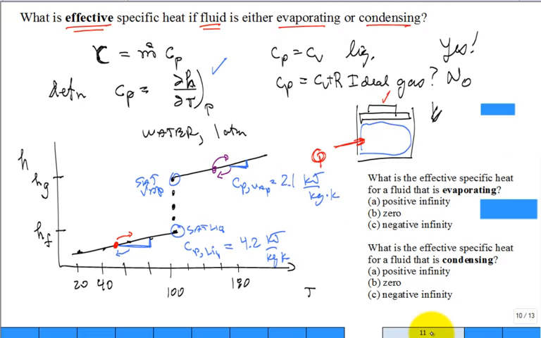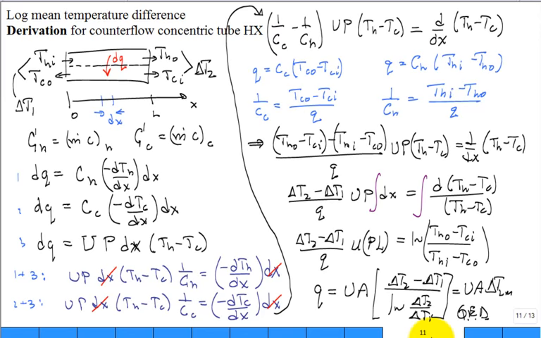Well, I'm out of time, but next time there's a thick derivation that I want to get into. It's in the book, so please read the book. Thank you very much.